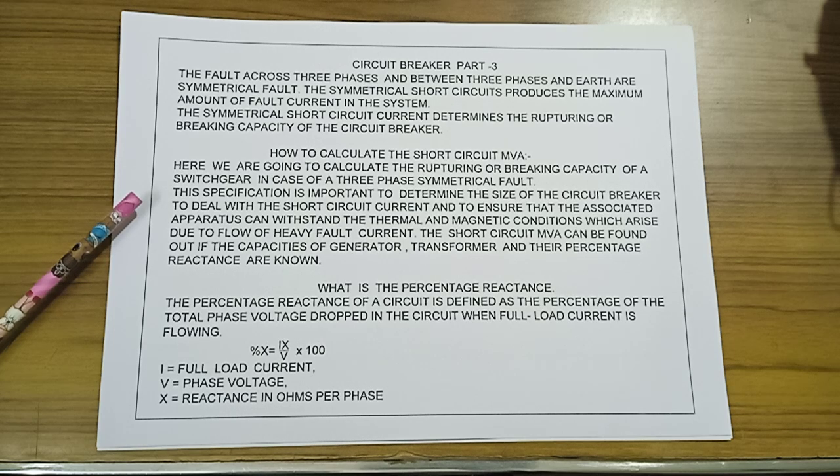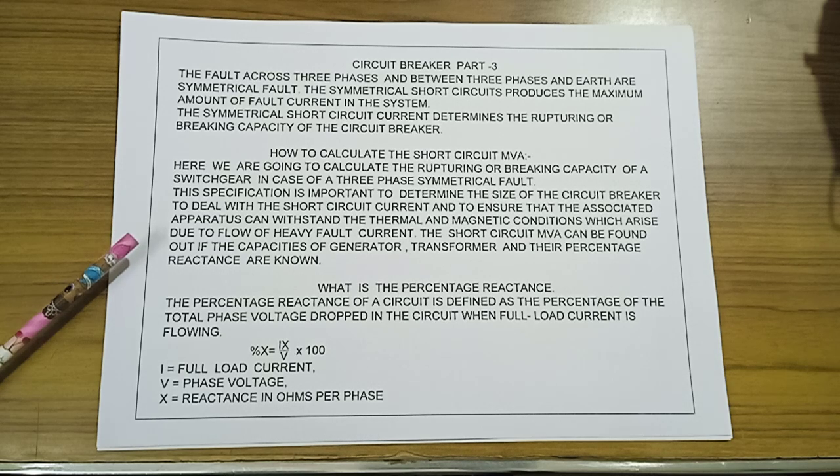This specification is important to determine the size of the circuit breaker to deal with the short circuit current, and to ensure that the associated apparatus can withstand the thermal and magnetic conditions which arise due to the flow of heavy fault current. The short circuit MVA can be found out if the capacities of the generator, transformer and their percentage reactance are known. What is percentage reactance?